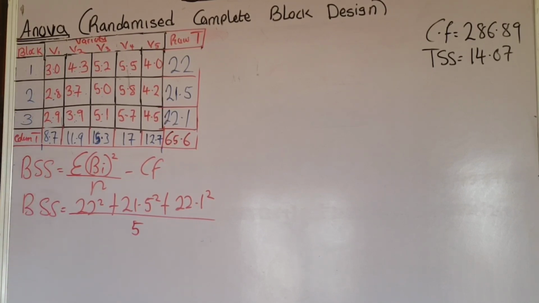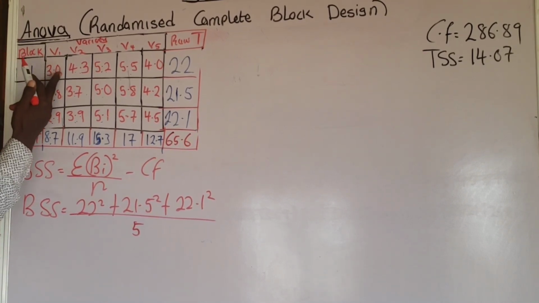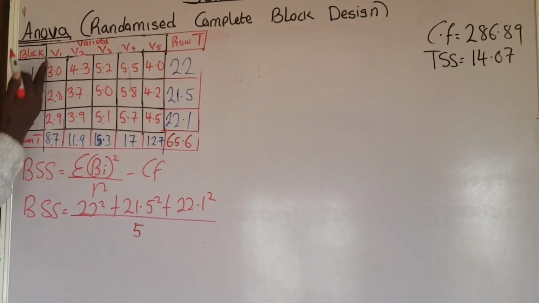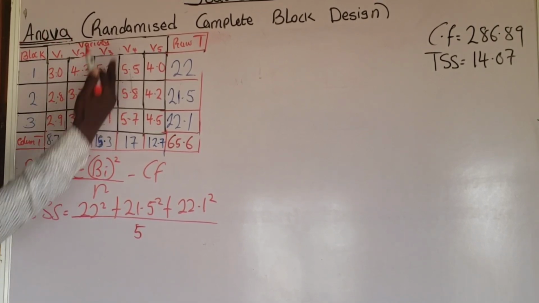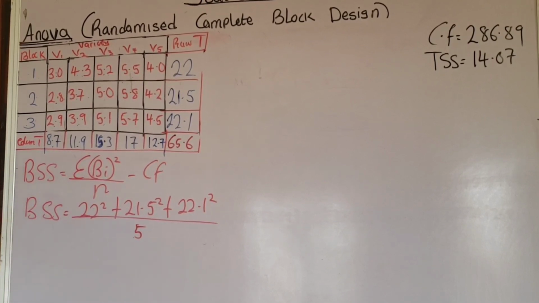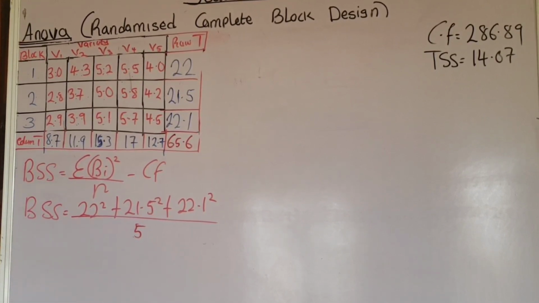N is the number of repetitions, the number of times the block repeats itself. This is block 1, first, second. This is all the 3 blocks: 1, 2, 3. First, second, third, fourth, fifth. That's why I have 5. You understand? Okay? And you can do it another way.